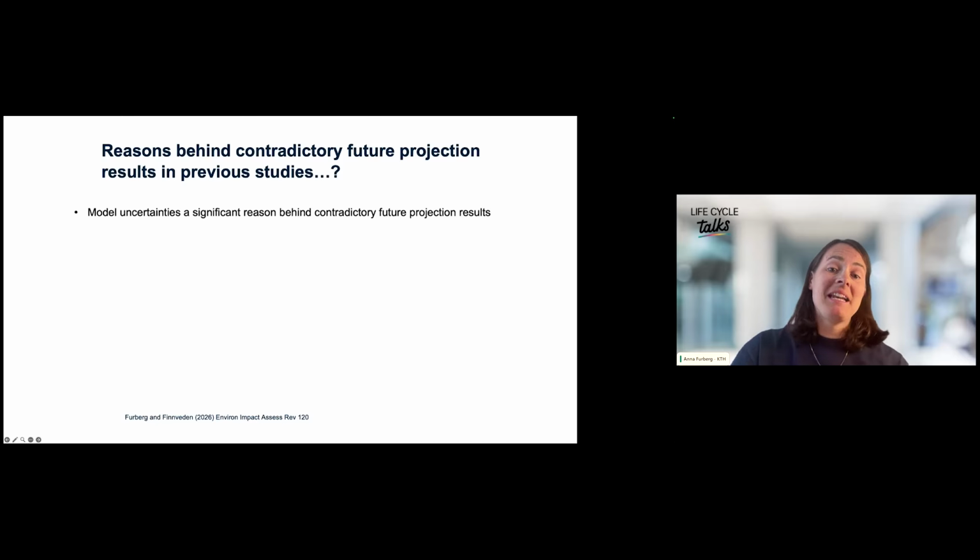Then the remaining parts were incomparable, either due to differences in scope, but sometimes also due to a high aggregation level in the results that prevented comparisons of parts. And when it comes to scope, for example, one of the studies included TVs in the scope for the ICT sector, which contributed quite a lot to the impact. The other studies didn't. So there were some concrete differences.